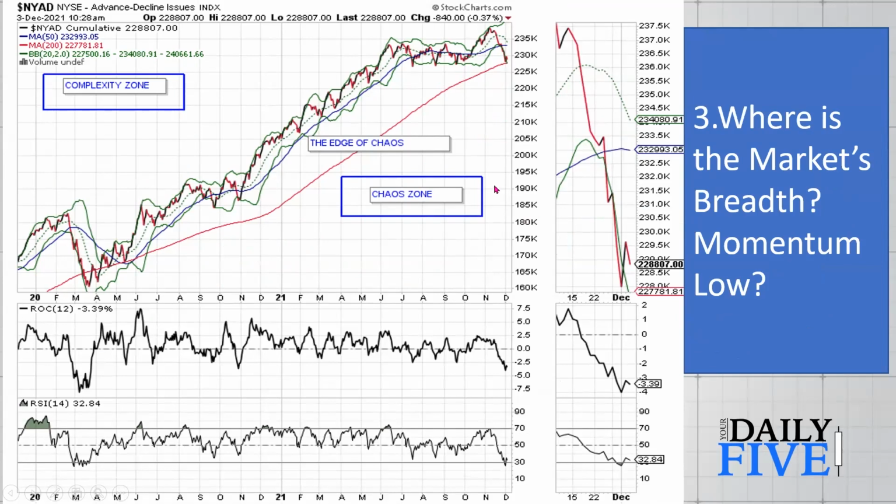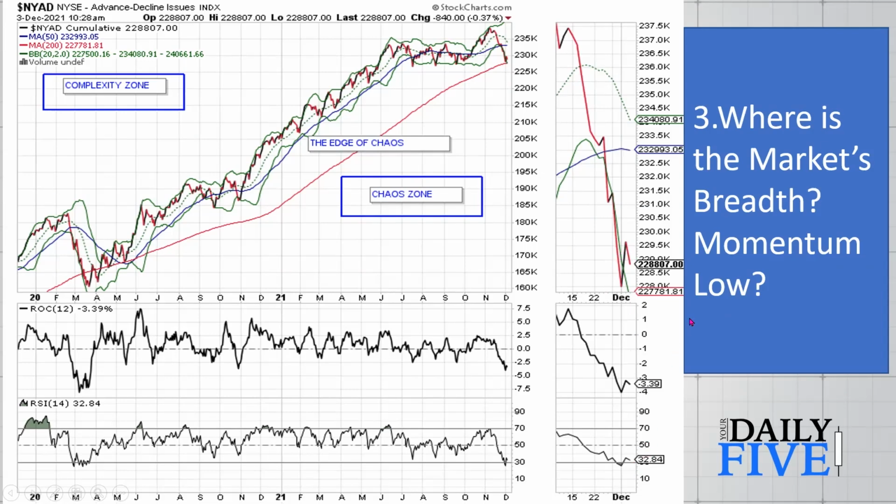So where are we? The New York Stock Exchange advance-decline line was very oversold. We had a reading of below 30 on the RSI. It was outside the lower Bollinger Band, came back in. Now it's starting to rumble around a little bit.